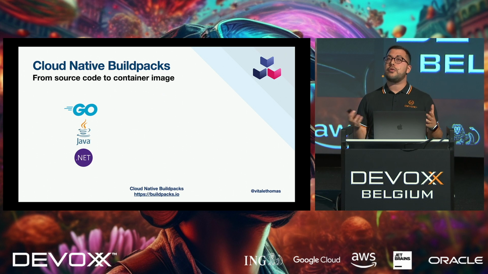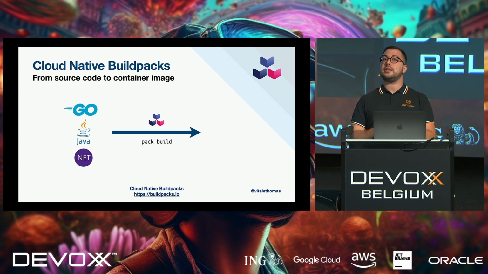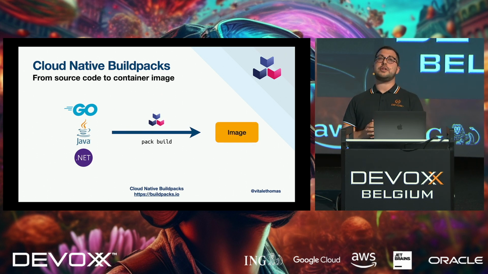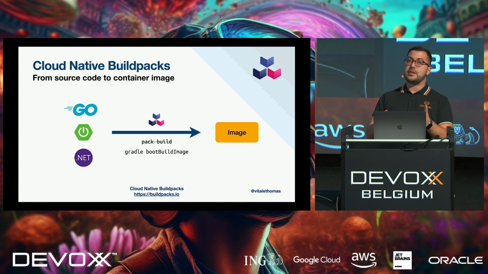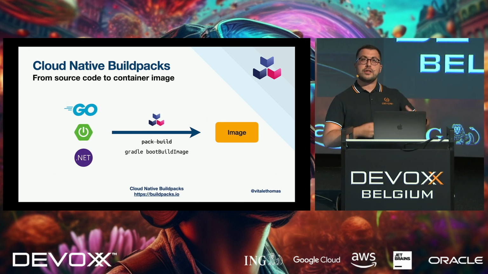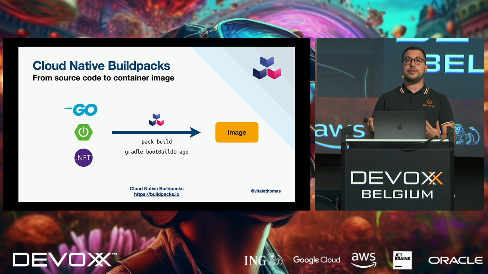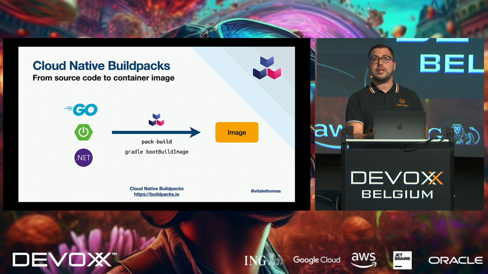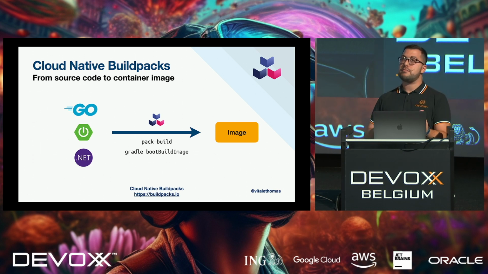You run one command, for example, using the pack CLI that comes from the project, and you obtain an image. If you're using Spring Boot, it's even easier because it's embedded in the Gradle and Maven plugins for Spring Boot, so you don't have to install additional CLIs. Besides not having to write a Dockerfile and obtaining a production-grade container image, one of the important features of Cloud Native Buildpacks is reproducibility.